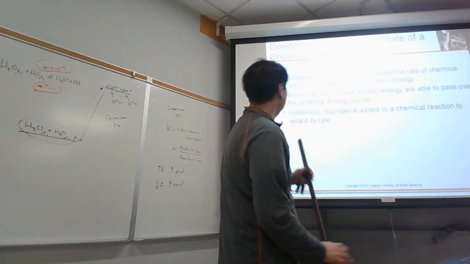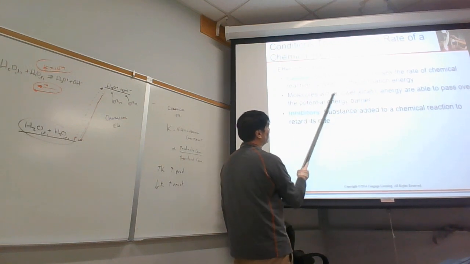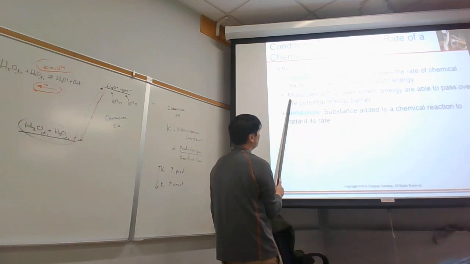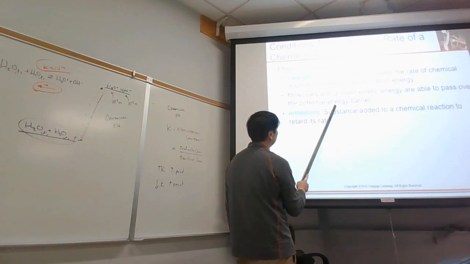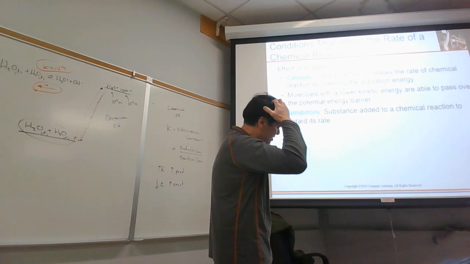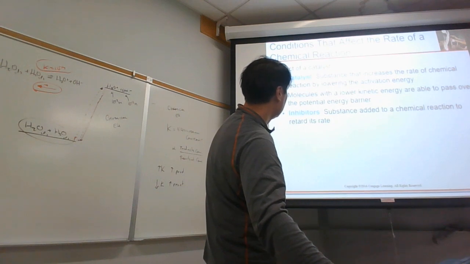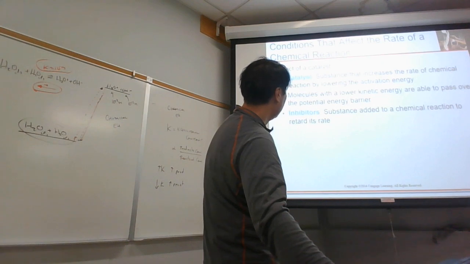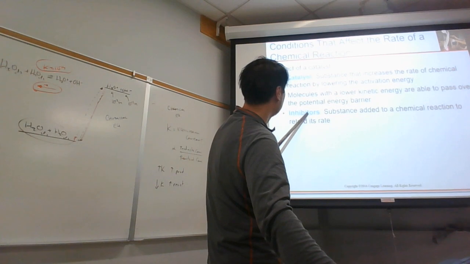So a catalyst is a substance that increases the rate of chemical reaction by lowering the activation energy. They lower the activation energy by providing an alternate path to reaction. Molecules with lower kinetic energy are able to pass over the potential energy barrier. That is, the population increases because you don't have to have as high of energy to react. Inhibitors are substances added to a chemical reaction to retard its rate. Inhibitors are usually for catalysts, and I'm not going to get into it. Inhibitors inhibit catalysts.